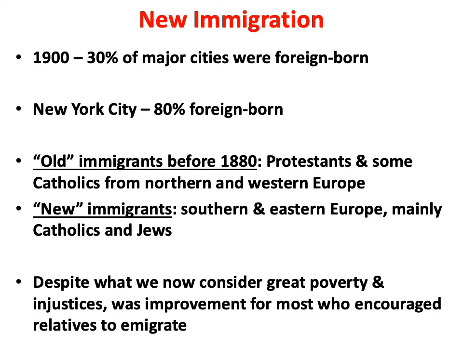Now, I mentioned at the beginning of this lecture that the rapid population increase in the cities was due to two factors. One was internal migration within the United States, the other was immigration from other countries. And let me put this in perspective. In 1900, 30% of the people living in major cities in the United States were born in another country. 30%. New York City, 80% of the people residing in New York City in 1900 were born in another country.